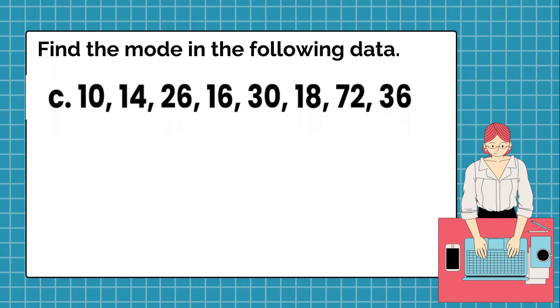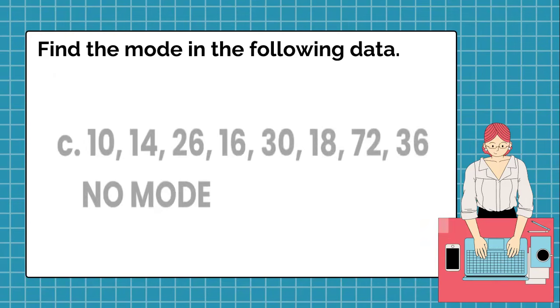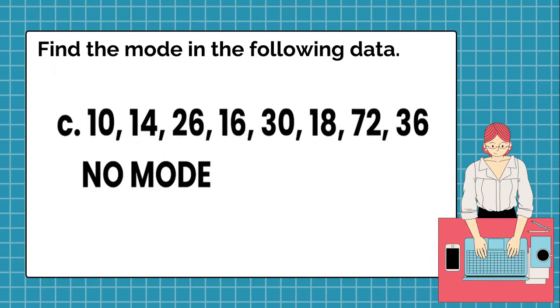Observe letter C. Is there a common value in the given set of data? Obviously, there is none. Very good. So the answer will be no mode. So if unimodal, bimodal, and trimodal are possible, of course, it's also possible that the given set of data has no mode. I hope you got this one correctly.